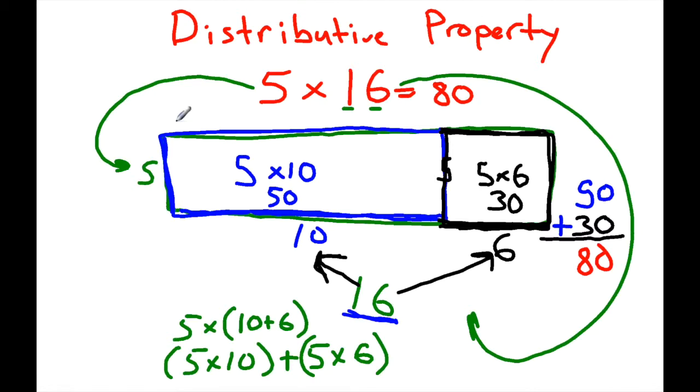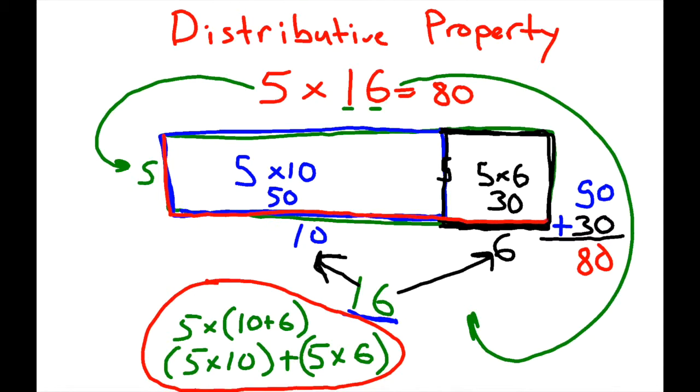So, a real quick review. These are the equations that you would write in terms of algebraic equations of the distributive property of 5 times 16. And then this is the model. The rectangle is a model for all multiplication problems, and all multiplication problems can be displayed as a rectangle.